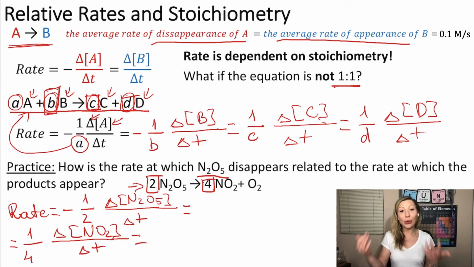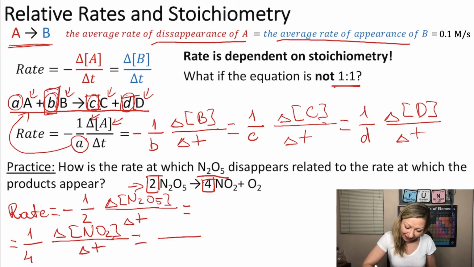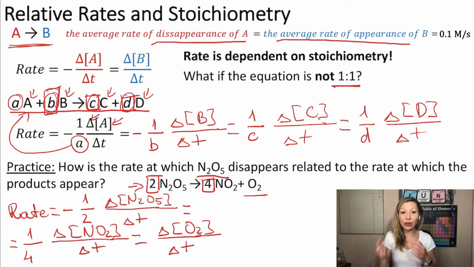And this also equals, what do you think? Can you guess it? Simply the change in concentration of my other product O2 over time, and there is no additional fraction involved because I'm forming 1 mole of O2 in this reaction. Okay, I hope this makes sense.